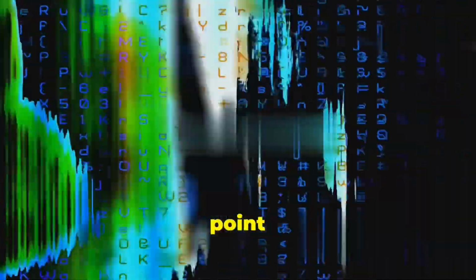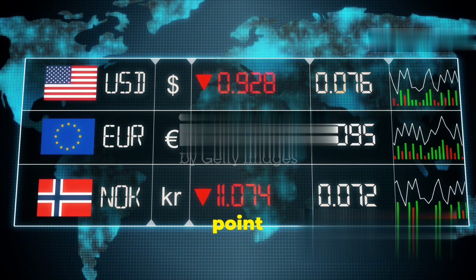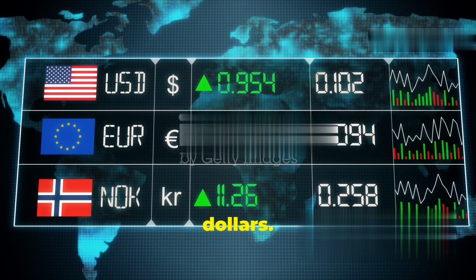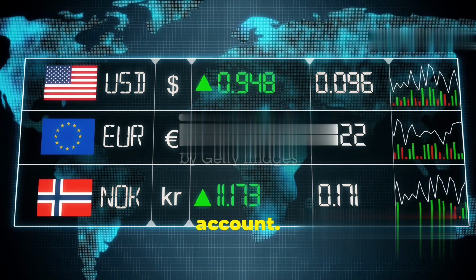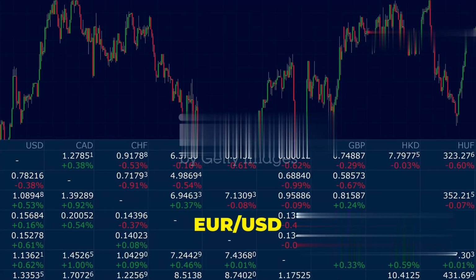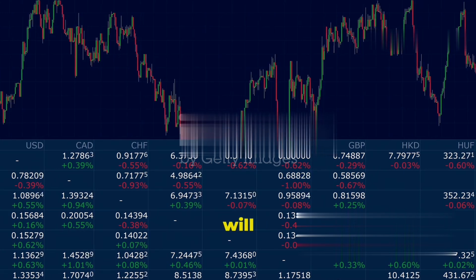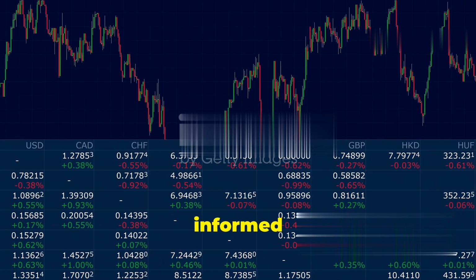For example, if the EUR/USD exchange rate is 1.1050 and the lot size is 100,000 units, the pip value would be: pip value = 0.0001 / 1.1050 x 100,000 = $9.05. This means that even a small movement can have a significant impact on your trading account. This means that for every pip movement in the EUR/USD pair with a lot size of 100,000 units, your profit or loss will change by $9.05. Understanding this can help you make more informed trading decisions.